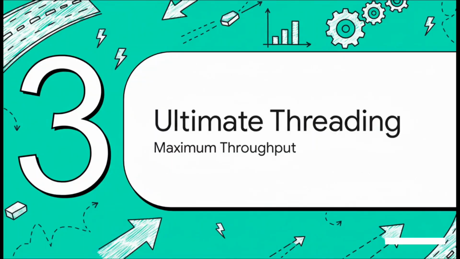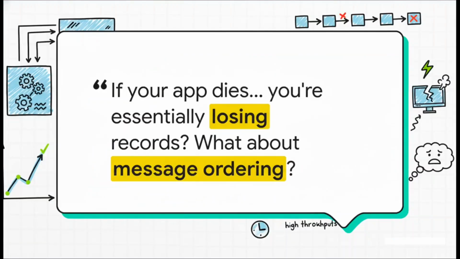Okay, so we've scaled out with more apps, we've scaled up with more threads, we're feeling pretty good, right? But what happens when your processing logic itself is the real bottleneck? Even with 10 threads, if a single task takes a long time, it can still block its partition. To get to maximum, ultimate throughput, we have to take our threading strategy to the next level. Now, this more advanced approach brings up some really important questions, ones we see a lot from the community.